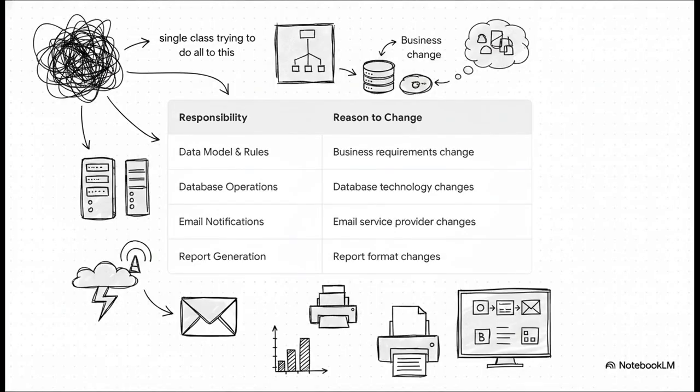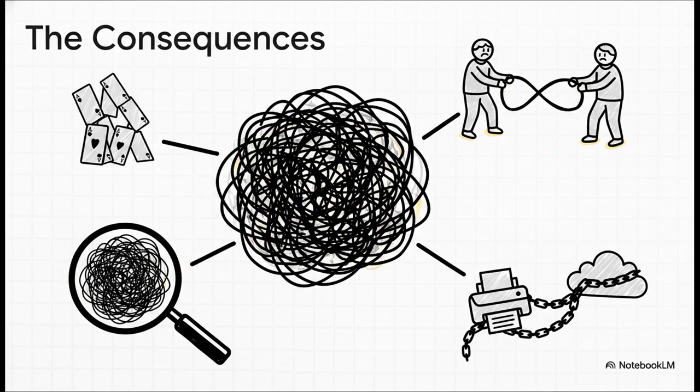Let's look at exactly why that happens. Okay, check this out. Imagine just one class trying to juggle all of this stuff. You've got your business rules, your database logic, sending emails, and creating reports, all crammed into a single file. Each one of these things has a totally different reason to change, and you know they will change, probably at different times and for different people. And that's when the chaos starts.